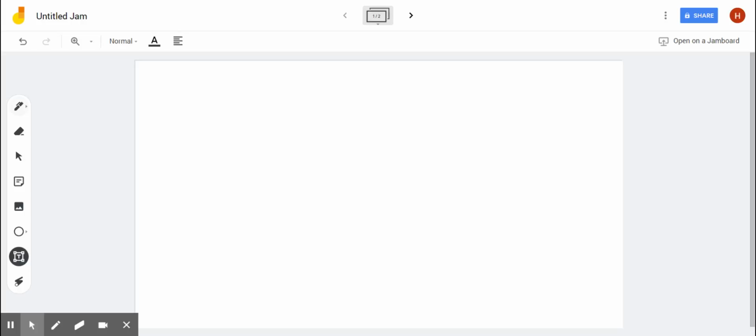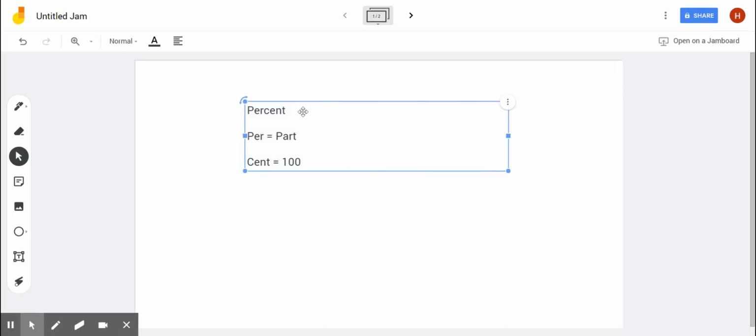Alright guys, so today I'm going to teach you about some percents. So I want to go over the word percent. What does it mean? We'll break it down by root words. Per equals part and cent equals 100, right? So percent actually means part of 100. This is pretty important information for you.